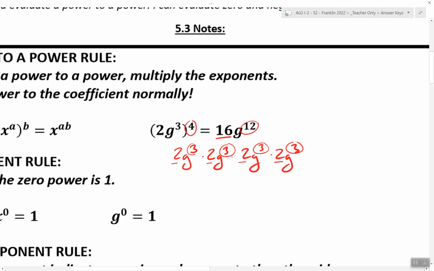So when you have a power to a power, apply the exponent to a coefficient normally, 2 to the 4th power, but you can just multiply the exponents together because that's a shortcut to that repeated addition that we see here. So apply the exponent to the coefficient normally, but multiply these exponents together.